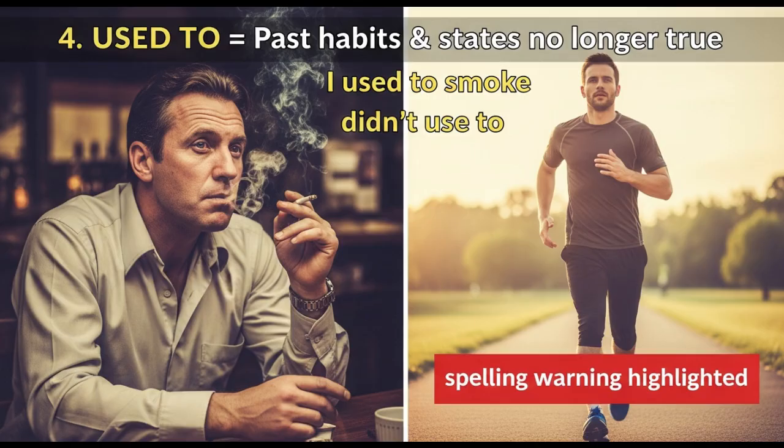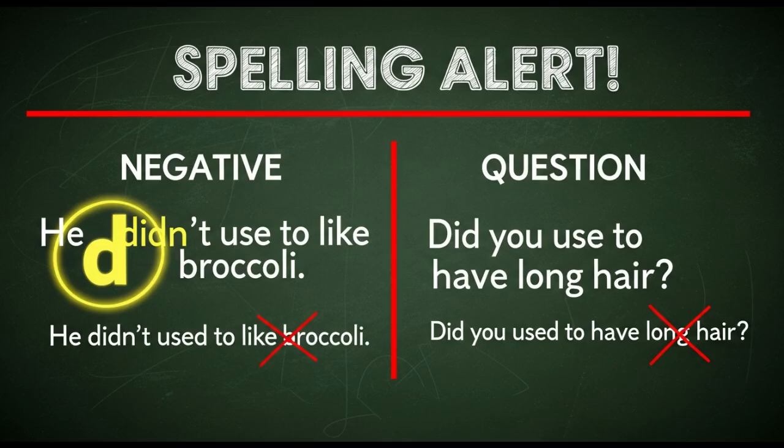It can also be a state of being. Example, she used to be shy, but now she is very outgoing. Watch the spelling carefully in the negative and question forms. When you use did, the D implies the past, so use goes back to its base form. Negative, he didn't use to like broccoli. No D on use. Question, did you use to have long hair?